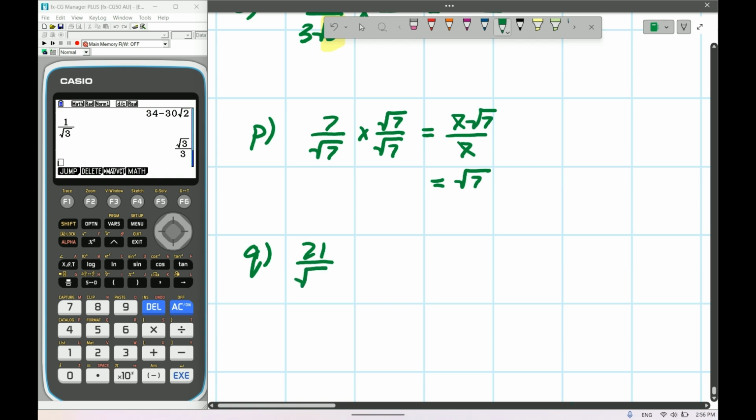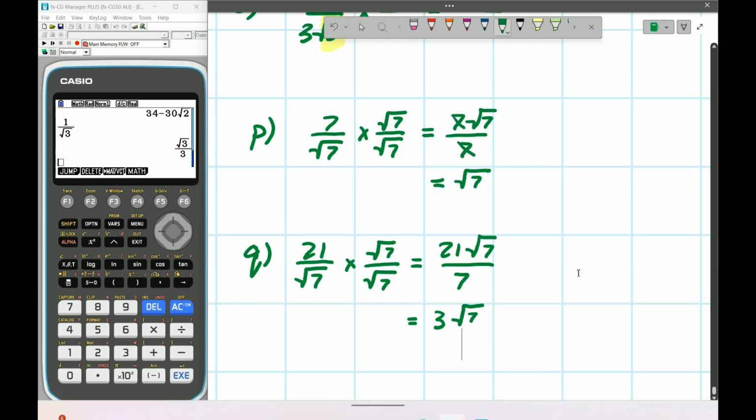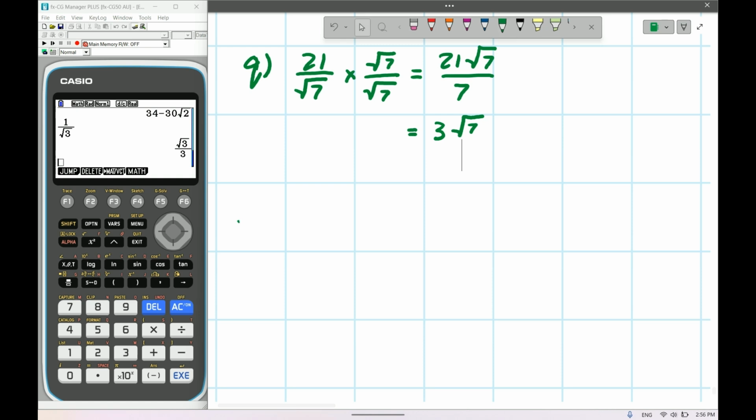Q, 21 over root 7. Well, we want to multiply that by root 7 over root 7 again. So this will become 21 root 7 over 7. They will partially cancel out, so you're left with 3 root 7. R, 2 over root 11. Multiply that by root 11 over root 11. So the top will become 2 square root 11 over square root 11 times square root 11, which is just 11. Cool.